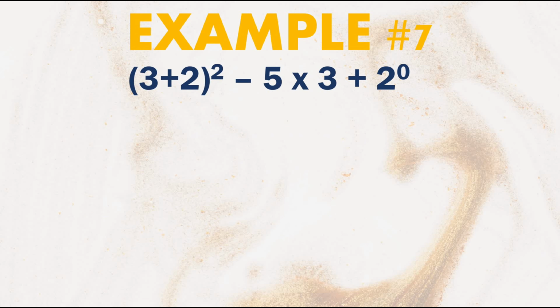Next, example number 7. We have quantity 3 plus 2, quantity squared, minus 5 times 3 plus 2 raised to 0. So for this example, I'll give you 1 minute to solve it. Okay, timer starts now.